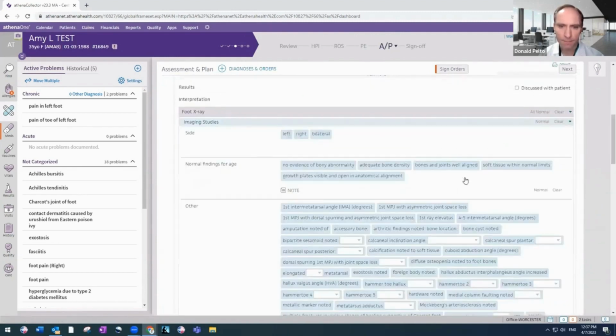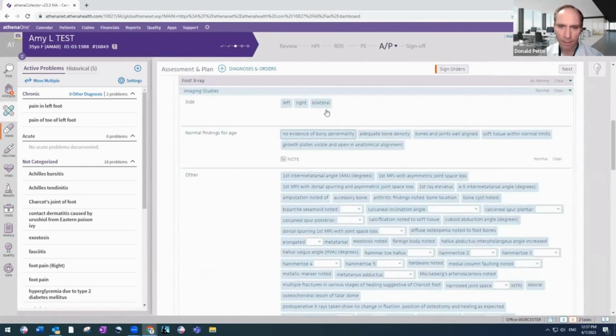So on an X-ray, you are going to choose right, left, or bilateral. And then you're going to choose if there's no evidence of bony abnormality. That's very rare. Most of our patients have something going on. And then you're going to document the bone density usually is normal unless they have some type of osteopenia or osteoporosis. Bones and joints are well aligned.